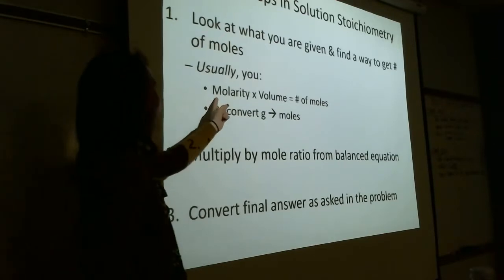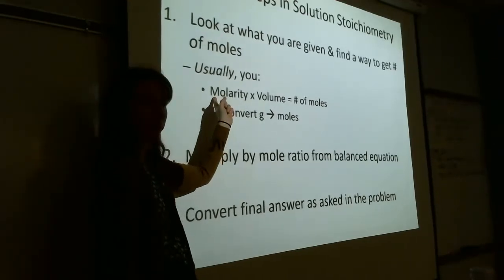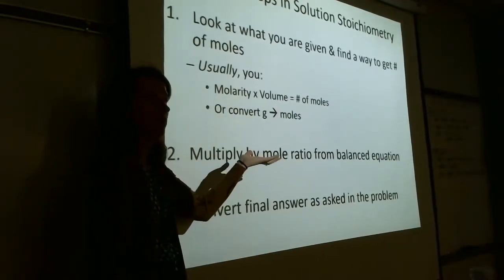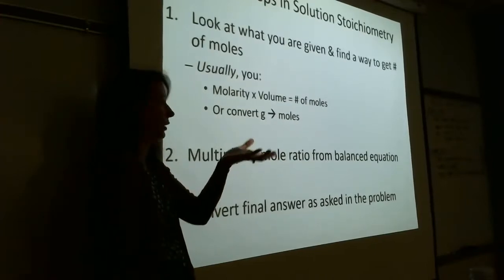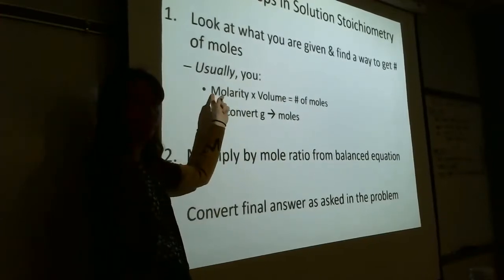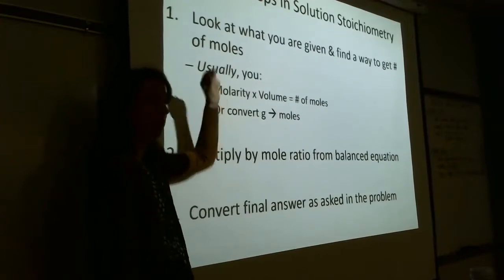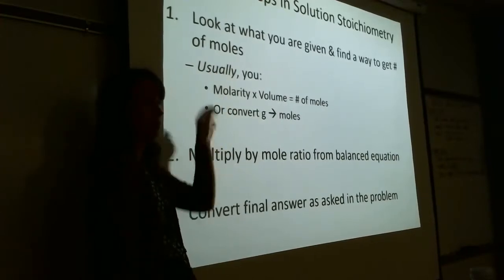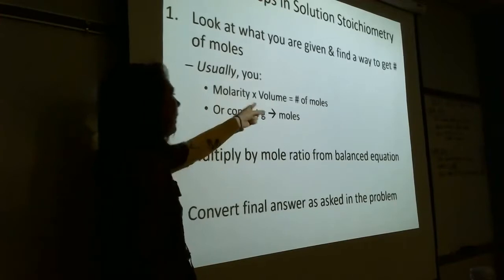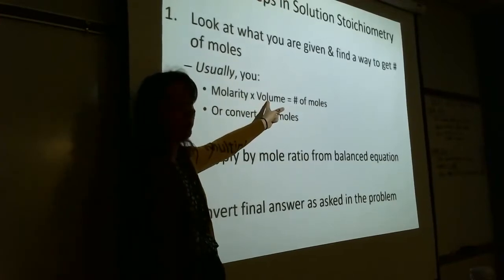So either you're going to multiply molarity by volume. So if I say you've got 15 milliliters of a 5 molar solution, that would give you number of moles, right? Molarity times volume. If molarity is moles over liters, then moles is molarity times liters. Make sure this volume is liters, not milliliters.